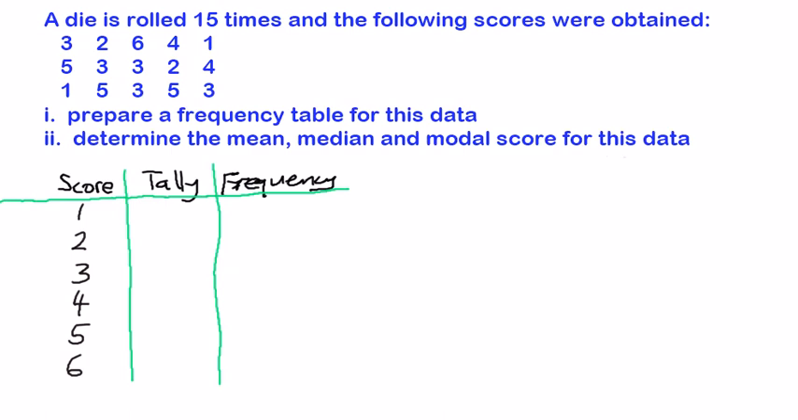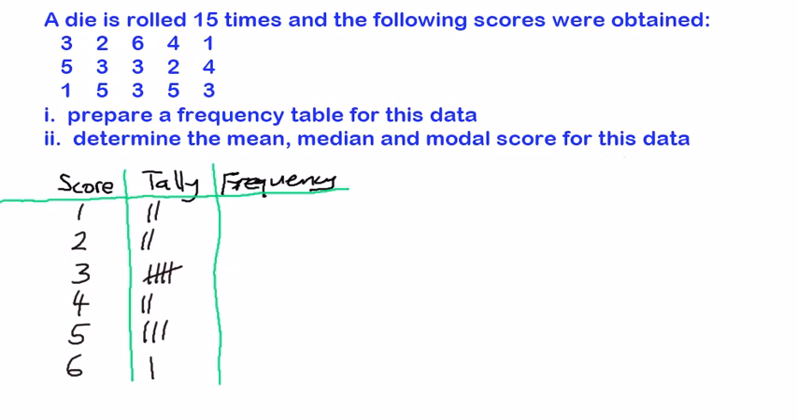Then we'll make tally for each of the scores. For 1, we have it twice. So we have 2 tallies here, 2 strokes. For 2, we have it twice as well. For 3, we have it 5 times. For 4, we have it 2 times. For 5, we have it 3 times. For 6, we have it once.